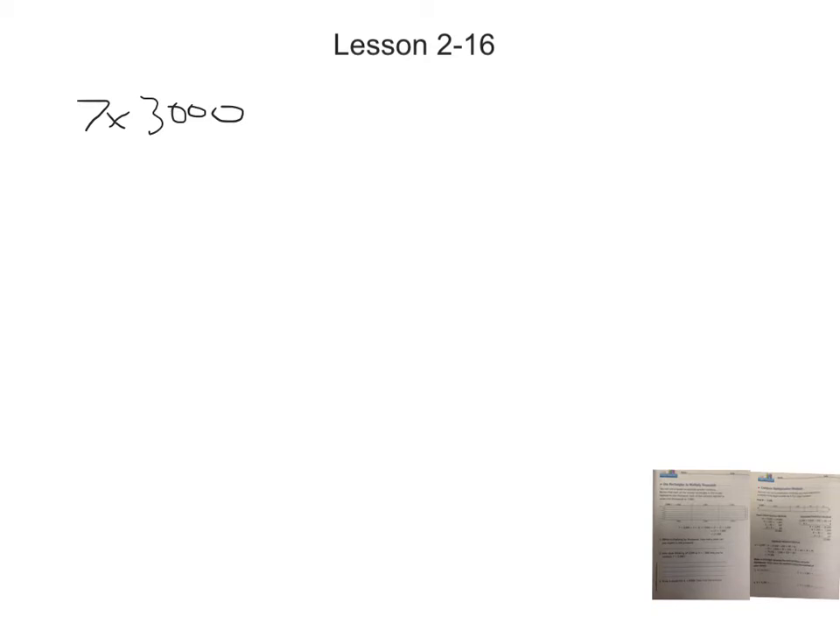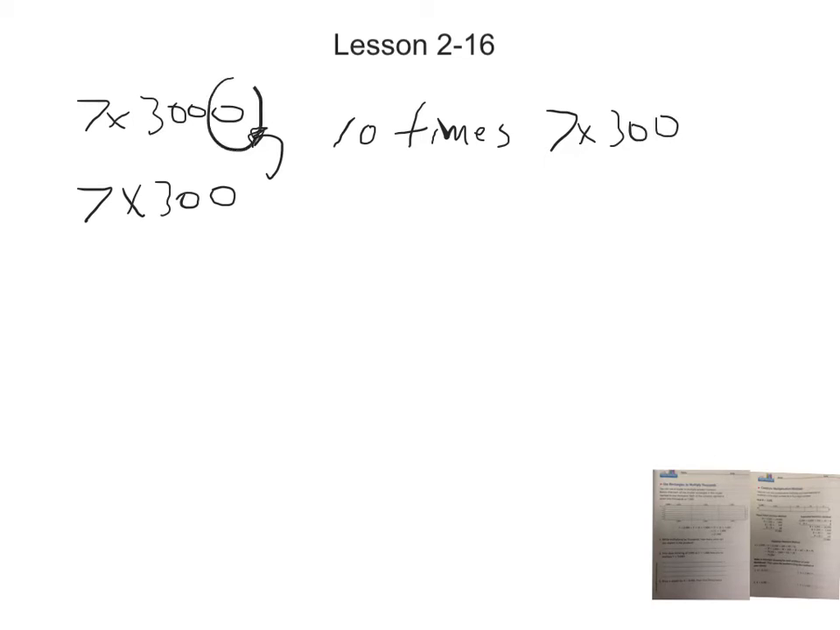And I want you to tell me how it relates to 7 times 300. So look at these two and see how they relate to each other, and write it down in your math notebook. Well, hopefully you said that 7 times 3,000 would be 10 times 7 times 300, because you have another zero. If you jump up just one more zero, that just means 10 times more. If there were 2 zeros, maybe 100 times, 3 zeros, 1,000 times more.